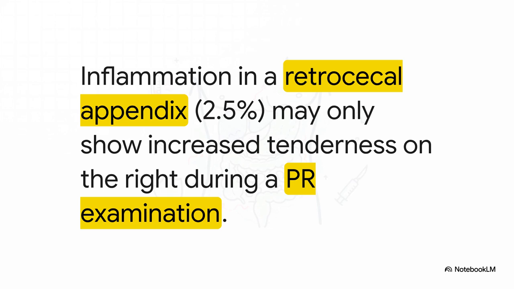But you've always got to beware the hidden appendix. As the Oxford Handbook points out, inflammation in a retrocecal or retroperitoneal appendix, which is about 2.5% of cases, might not present with those classic interior signs. Instead, it might only show increased tenderness on the right during a pelvic or rectal examination. Always remember that an overlying viscus can totally mask these peritoneal signs. That is exactly why a careful pelvic and rectal exam is absolutely mandatory in every single patient with abdominal pain.